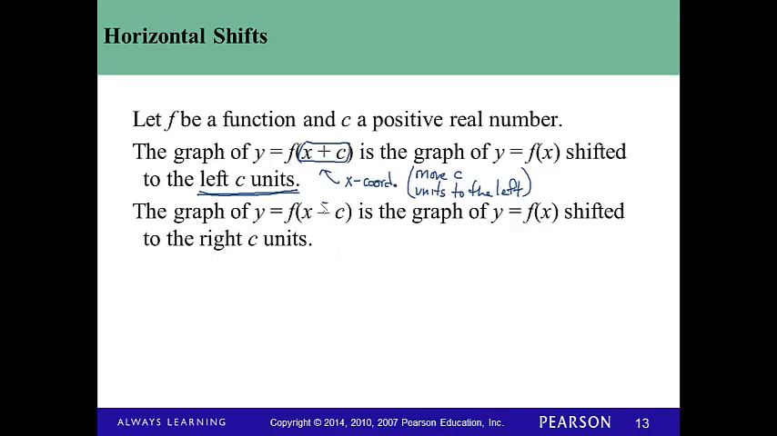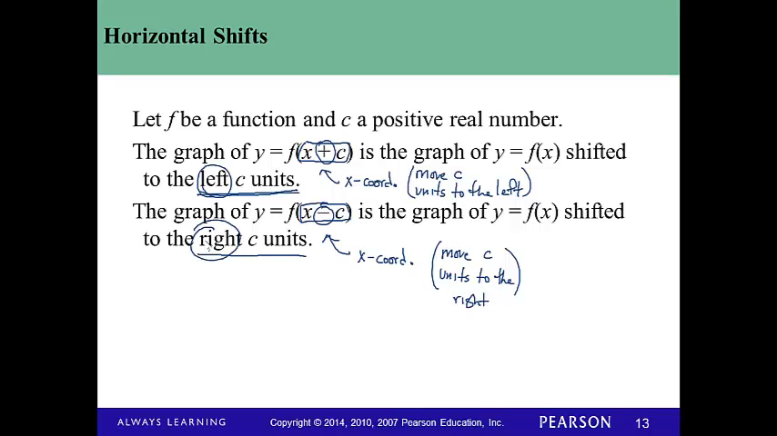And if I am subtracting c on x, then the x coordinate changes by moving c units to the right. Okay? Move c units to the right. It's always the opposite with the x's. If you make a change on x, you must do the opposite. This is saying add c, so the opposite will go to the left. This is saying subtract c, so the opposite says go to the right.